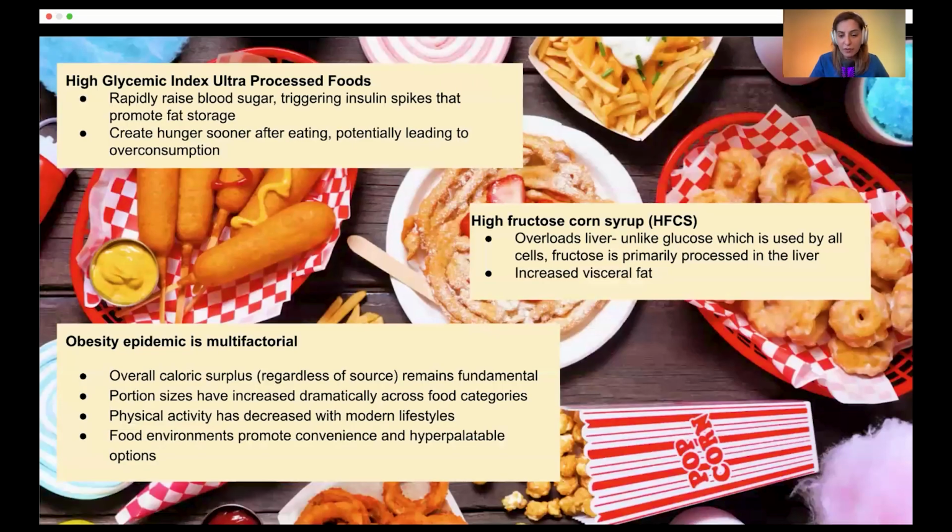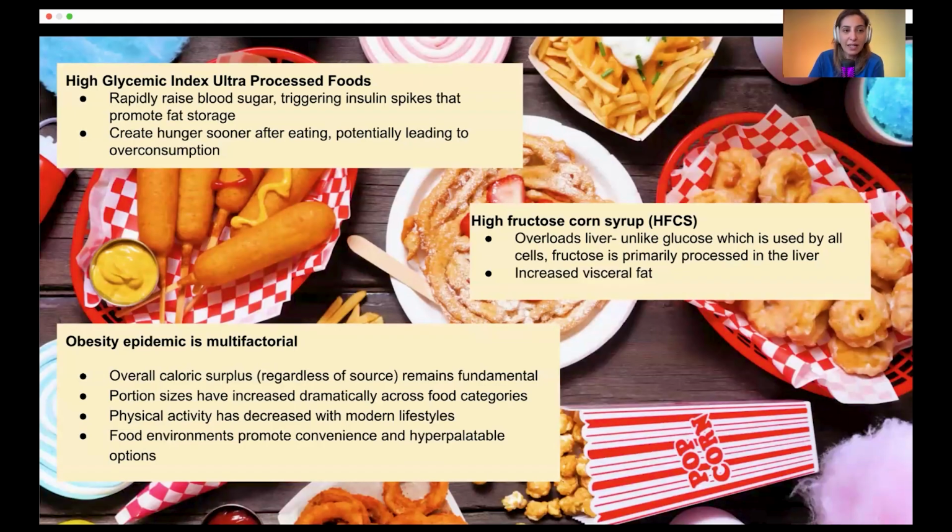So why do we have all this metabolic dysfunction? It's multifactorial. There's not any one thing. And sometimes it's just down to genetics more than anything else. But we do know our food is not helping, right? So we have a high glycemic index, ultra processed food type of diet, this Western diet.